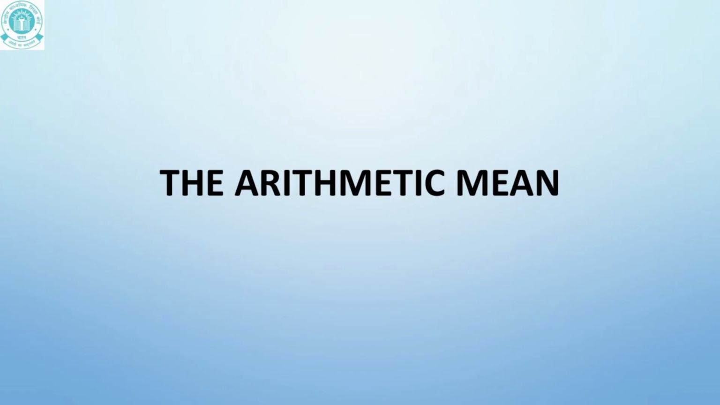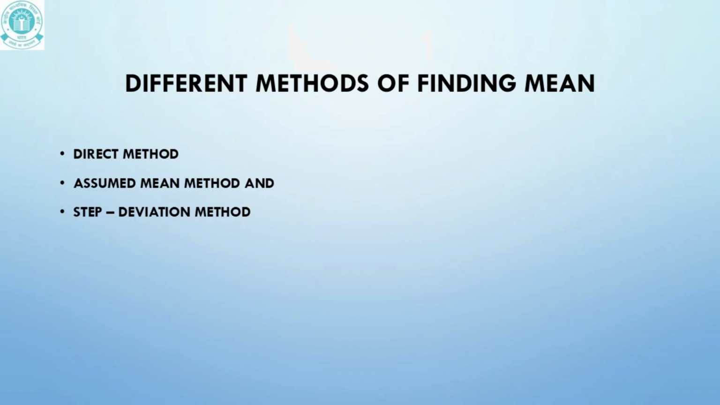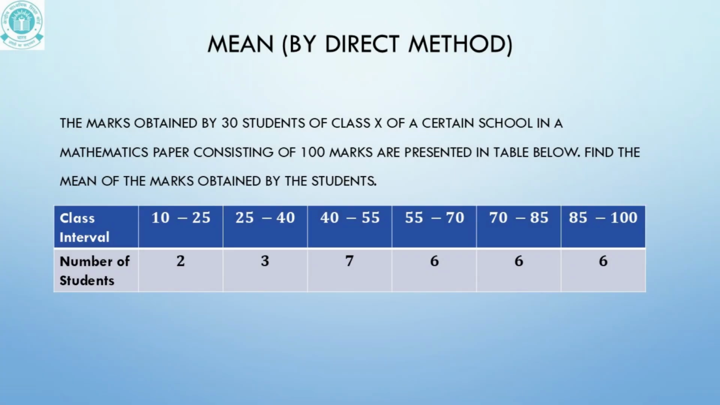Then we can explain them the three measures of central tendency for the grouped data one by one. Let us first begin by explaining about the arithmetic mean. We can tell our students that there are three methods of finding the mean. We can find the mean by using direct method, assumed mean method, and step deviation method. Let us first understand mean by direct method by taking an example.